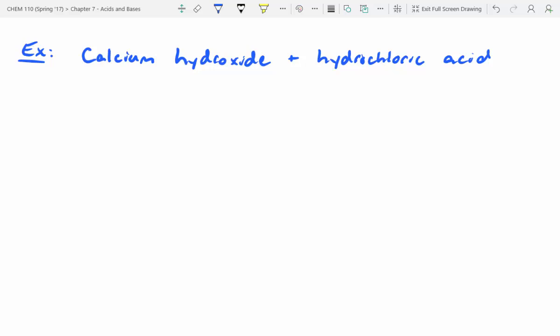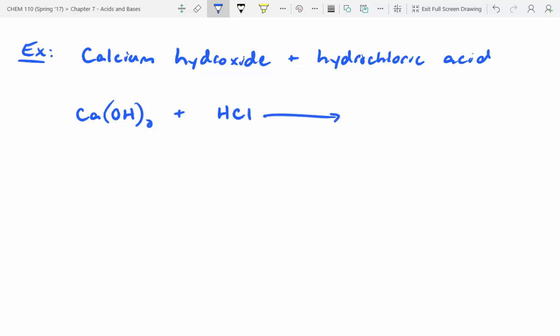So what's the formula for calcium hydroxide? Is it just CaOH? What's the charge for calcium? +2. What's the charge for hydroxide? -1. So we need 2 hydroxides to balance out the +2 on calcium. So I'm going to do parentheses OH2. And then I've got HCl.